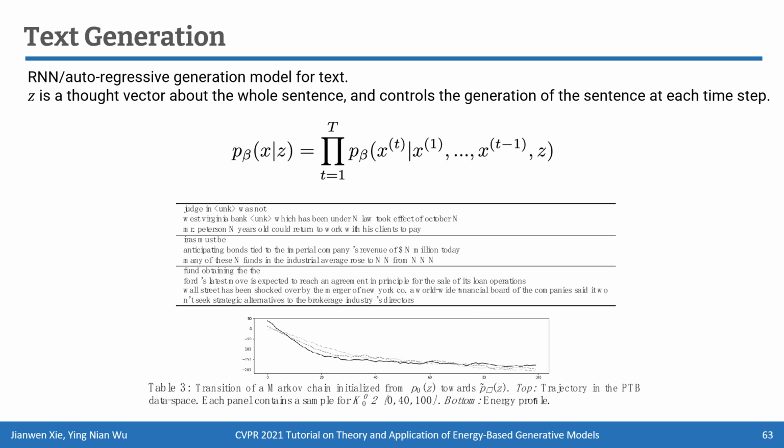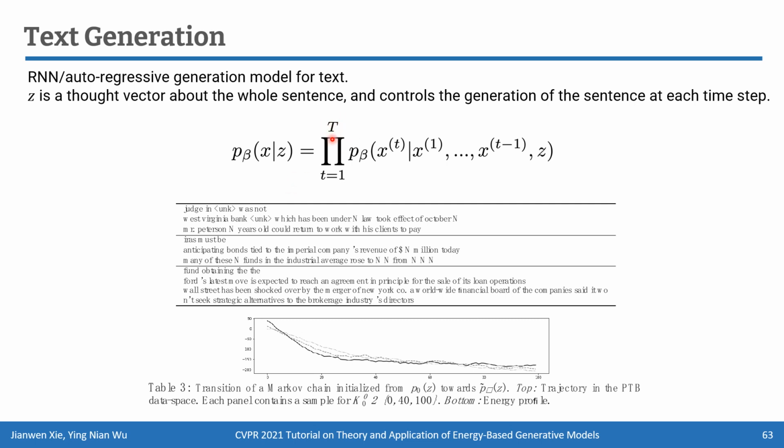So here, the generator model becomes an autoregressive model instead of a purely top-down model. So this autoregressive model can be parameterized by any recurrent neural network. And here we can consider Z as a thought vector. So it is a thought about the whole sentence. And then you can see that it controls the generation of each token in this sentence.